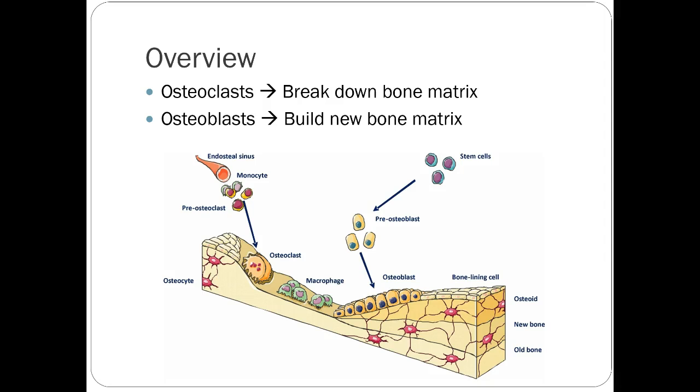So if we want to manipulate something with drugs, we're probably going to focus on these systems by preventing the body from breaking down bone or adding something into the system that's going to increase the ability to make bone, which is a less common mechanism.